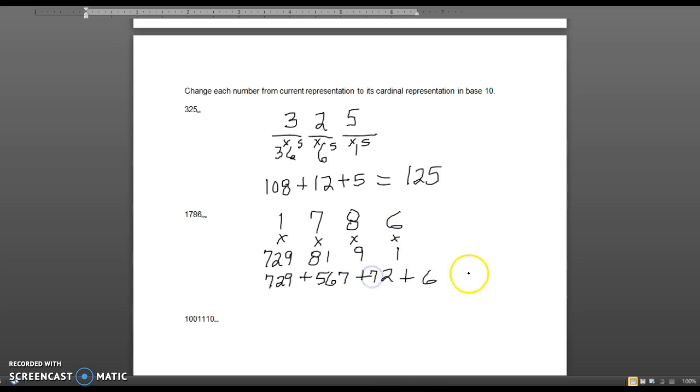All right. So I totaled these up. 729 plus 567 plus 72 plus 6 is 1374.